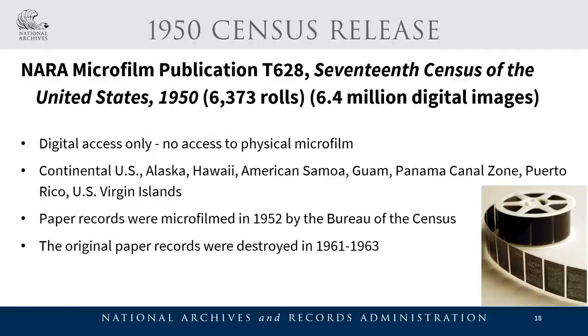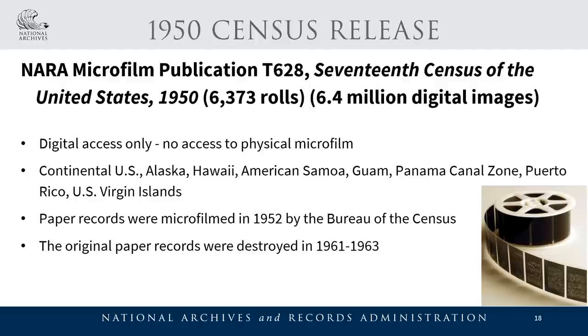The National Archives received most of the census on microfilm from the Bureau of the Census. There will be digital access only to the census records. There will be no access to physical microfilm. The census on microfilm consists of the continental United States, Alaska, Hawaii, American Samoa, Guam, Panama Canal Zone, Puerto Rico, and the U.S. Virgin Islands.